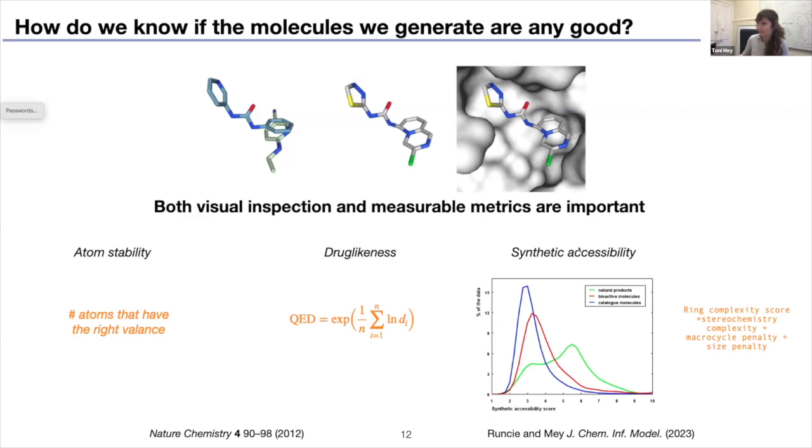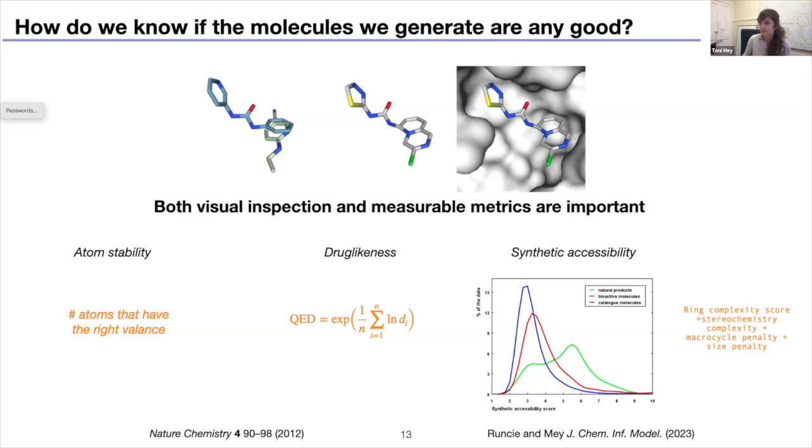Another typical measure is synthetic accessibility. So here, these are images taken from the original synthetic accessibility paper. And you can see catalog molecules have fairly low synthetic accessibility score. Natural products are a bit higher. And the score is made up around things that involve ring complexity score, stereochemistry complexity, and then things like a penalty for too many macrocycles, or if the molecule's too large, which will make it harder to make them in the lab.